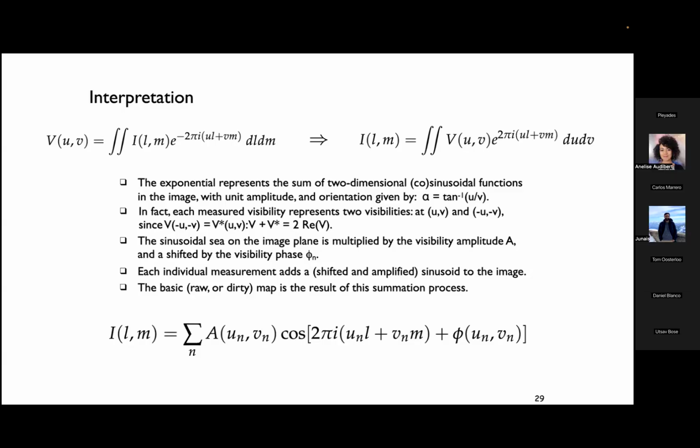So for each visibility, you take a sine wave with a period and an orientation corresponding to the UV coordinates of that sample. You multiply that with the amplitude of the visibility, and you shift it with the phase of the visibility, and you plonk it on the sky. And you do that for every visibility.